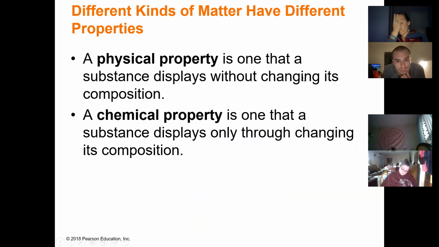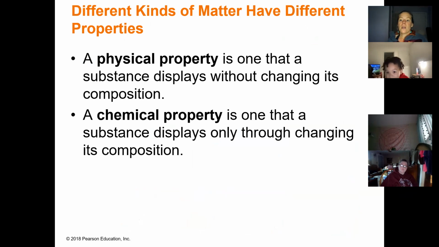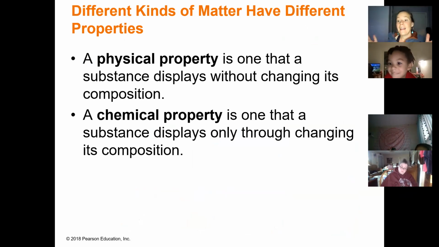So if we have some sort of matter, now we know we can classify it as being a solid, a liquid, or a gas, and then we can also decide if it's an element or a compound or a mixture. We also want to talk about properties. So depending on what that material is, if it's water or carbon or any of those things, it's going to have different properties. And you can have physical properties.